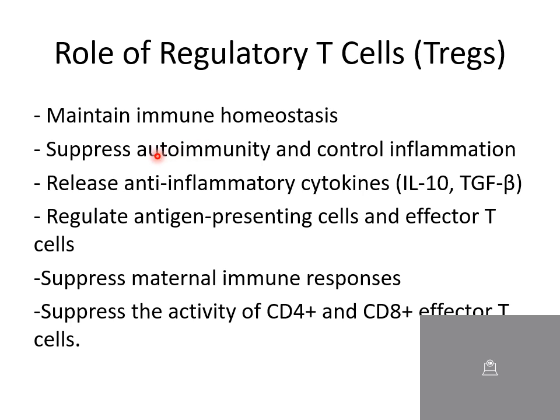They suppress the activation of other immune cells like effector T cells and B cells. Regulatory T cells, called Tregs, release anti-inflammatory cytokines, which are interleukin 10 and TGF-beta, and can also regulate antigen presenting cells. These are cells that present antigens to immune cells for phagocytosis, and they include macrophages. So regulatory cells regulate these APCs.